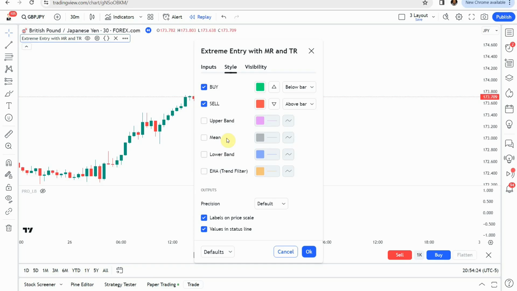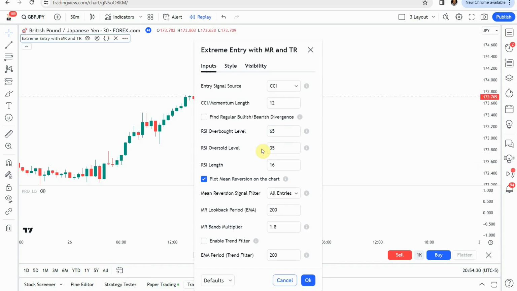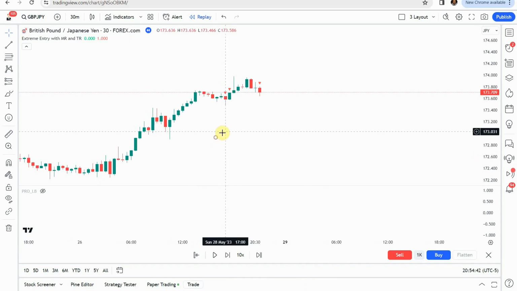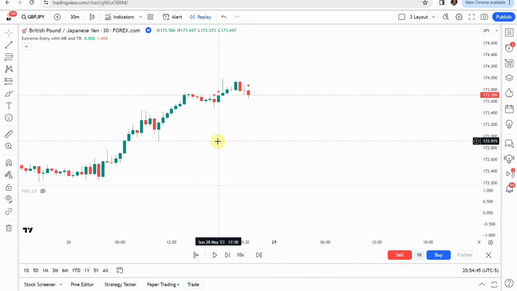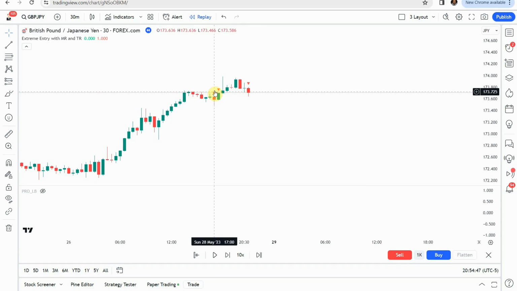And so the first thing that you'll do is you'll go in and turn off the upper band, the mean, the lower band, and the EMA trend filter. And in the settings, these inputs, you're going to change the CCI to 12. You're going to change the RSI length to 16. And you'll hit OK, and that'll give you what you see here. And again, we're specifically looking for these arrows, these red and green arrows here.